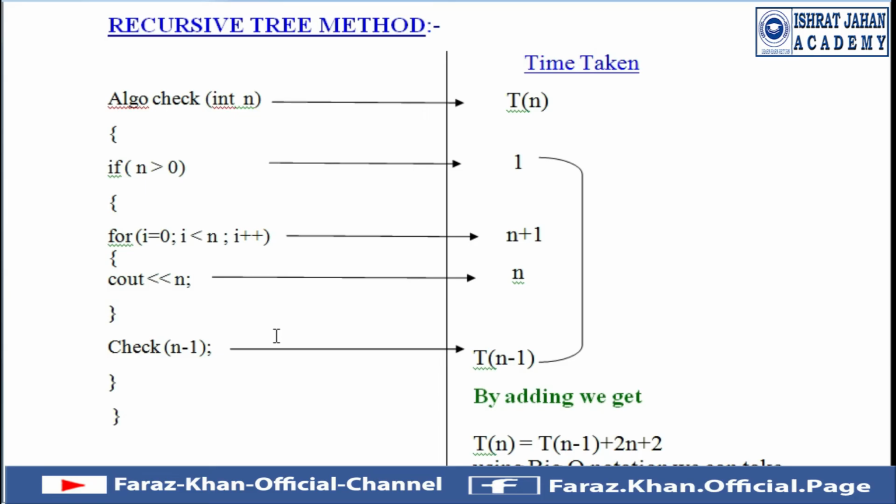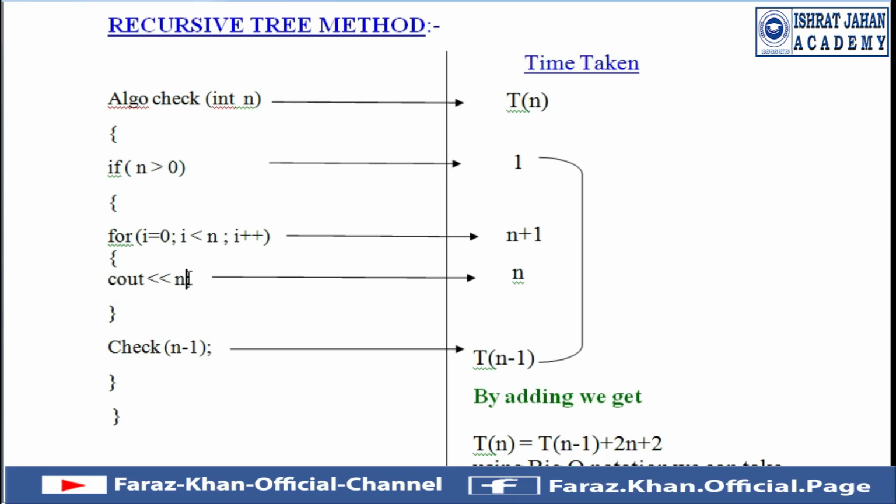Let me explain once again. Here is an algorithm, algo check, which is passing an argument of integer type. So let me say that it will take T(n) time. If n is greater than 0, it will take 1 time. The time complexity would be 1. For i equal to 0, i less than n, i plus plus, the time complexity would be n, because the loop will run n number of times, plus 1 extra when it crosses the limit and the loop will terminate. One extra time it will take, okay?